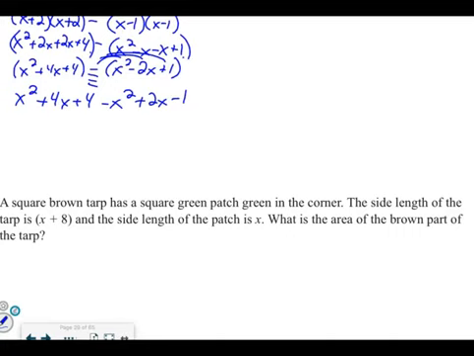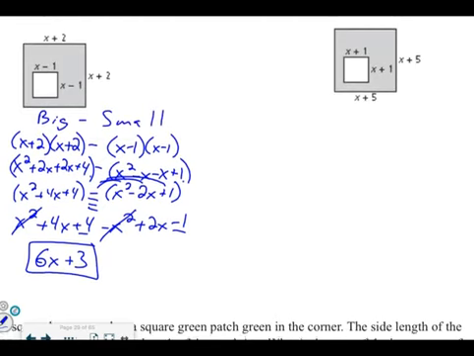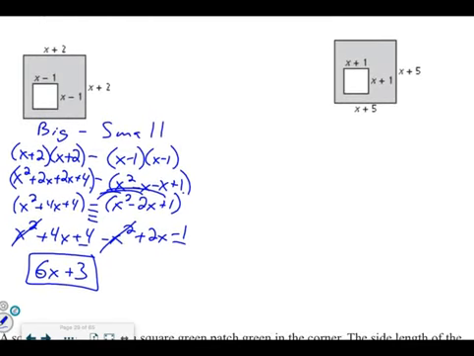Now it's just combining like terms. X squareds are gone. 4x and 2x gives me 6x, and then 4 minus 1 is plus 3. So this is the expression for the area of the shaded part on the first problem. Second problem.